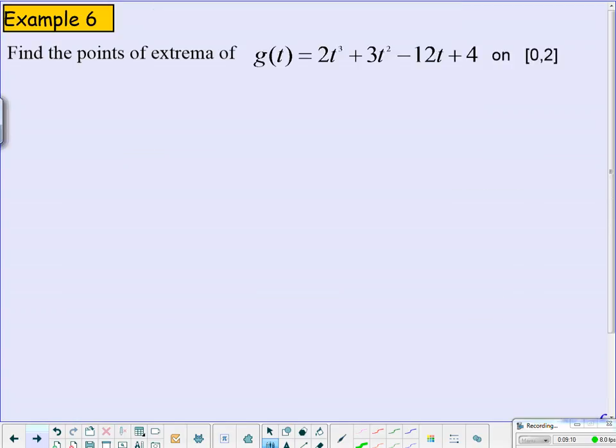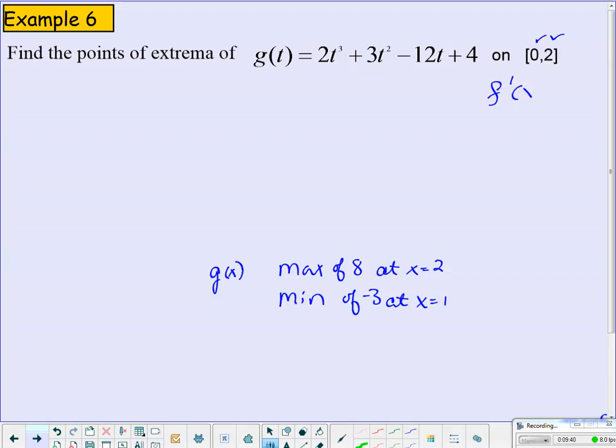So example 6, I'm going to let you do it on your own. Do your derivative and check it out. This will come back on. I had that g of x had a max of 8 at x equals 2, just so you can check your answers, and it had a min of -3 at x equals 1. Be sure you check each endpoint, and then be sure you check for your critical values using those criteria.